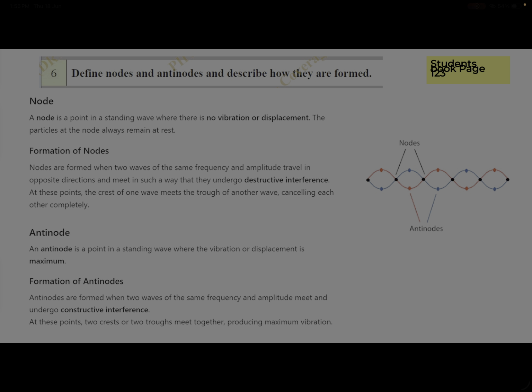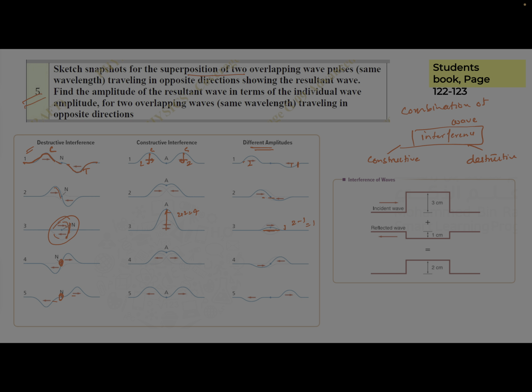So here they have given you one example. This is the incident wave of amplitude 3 centimeter. It is getting combined with a reflected wave of 1 centimeter downward. So what will be there? You have to subtract 1 from 3. So 3 is the higher one. You will have the crest only at the top, but with 3 minus 1, 2 centimeter of amplitude, correct?